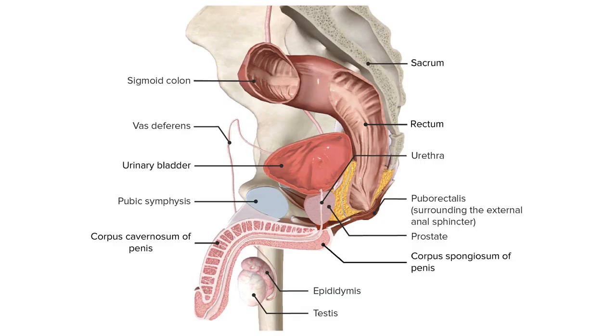Here it is very clear. This is the sigmoid colon, sacrum. You can see then the rectum, urethra, urinary bladder, pubic symphysis, and the prostate. This is the relation of the rectum in the male.